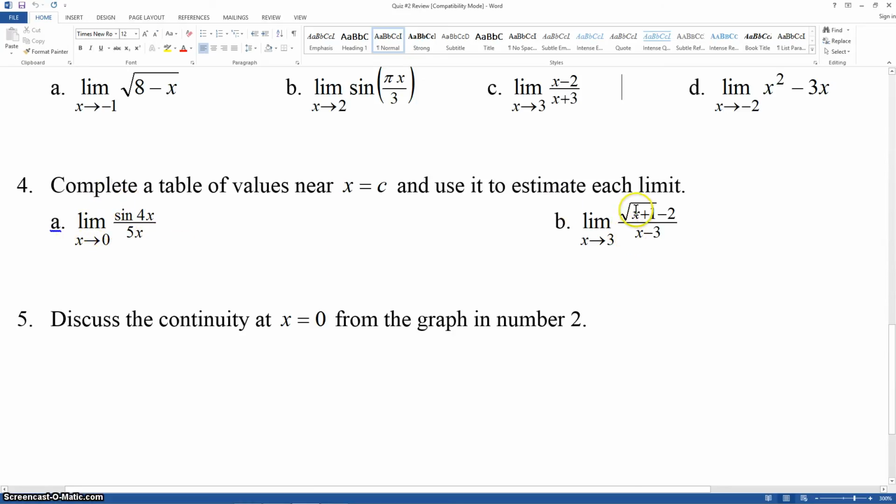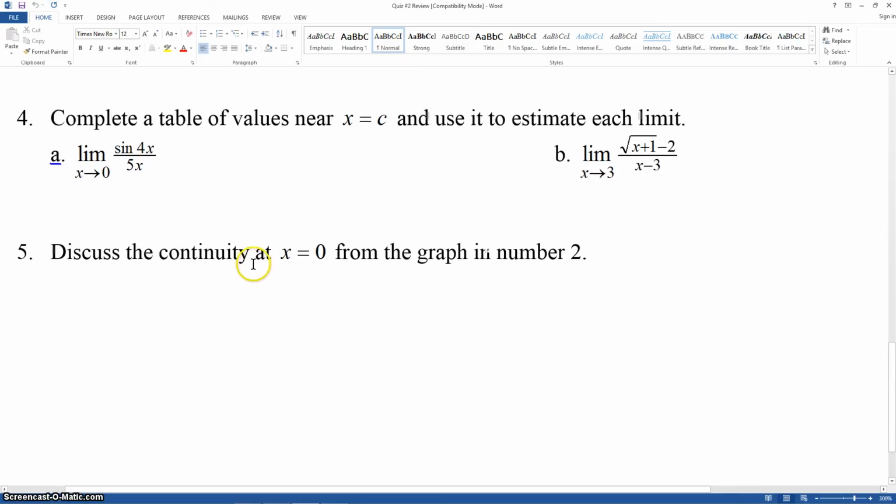B, again, is multiplying by the conjugate. I'm not going to go over this because you should probably already know how to do this. So A and B would be good ones for someone in the class to go over and figure out. I will probably leave you the answer for both A and B on the board, but you figure out how to get to that answer.